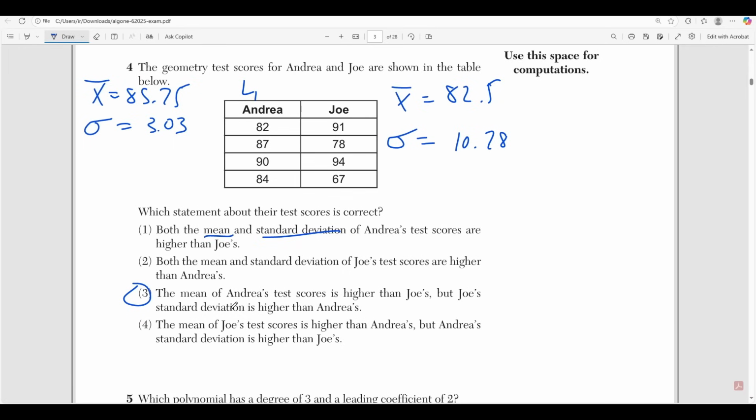It's 3. The mean of Andrea's test scores is higher than Joe's, but Joe's standard deviation is higher than Andrea's. All you have to do is just compare this number. This one's bigger, this one's bigger. This one belongs to Joe, this one belongs to Andrea.